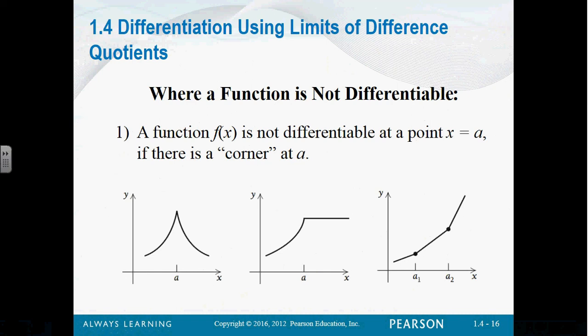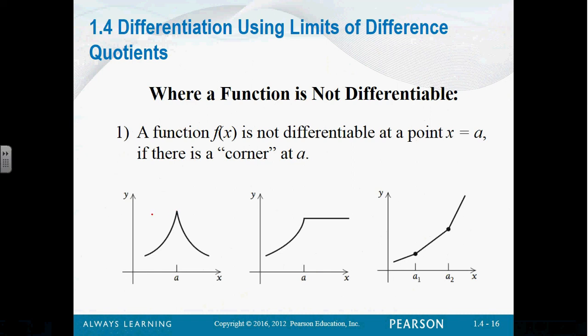Something important, and probably the last thing that we'll talk about. Where are functions not differentiable? Well, a function isn't differentiable anywhere there's a corner. Okay? And when we say that, we're talking about points as opposed to smooth curves. If something drastically changes at that point, it has no tangent line. Remember, a tangent line means we only touch it at one point.